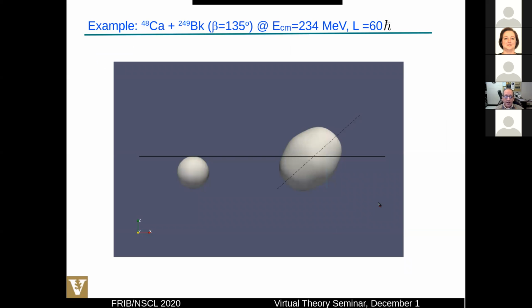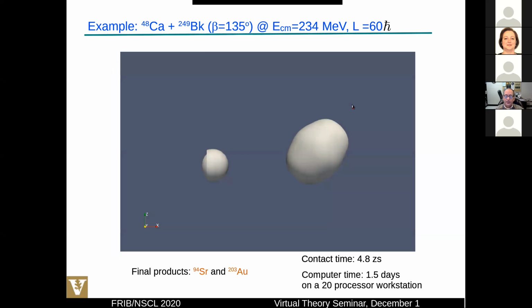So I'm going to give you an example. This is a quasi-fission case of calcium-48 on berkelium-249, at E_cm of 234 MeV, and an initial orbital angular momentum of L equals 60 hbar. As we also see, this berkelium is highly deformed. So there's another parameter here, which is the orientation of the berkelium compared to the collision axis. And here, measuring from this direction, we have a 135-degree orientation. So the next movie is going to show you this collision.